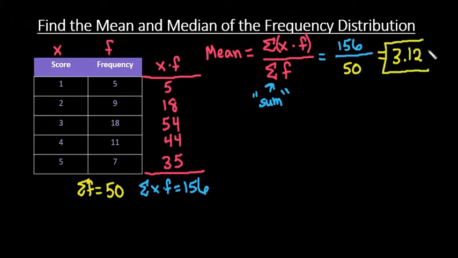So our mean score is a 3.12, which means that they scored a little bit higher than 3, so closer to the 4 and the 5. So there were more scores on the upper end than there were on the lower end.